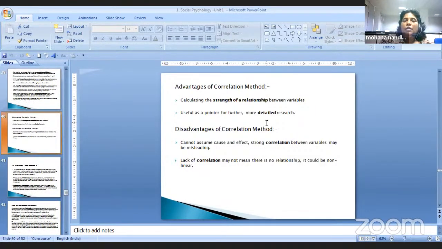Advantage of correlation: calculating the strength of a relationship between variables. It is useful as a pointer for more detailed research.